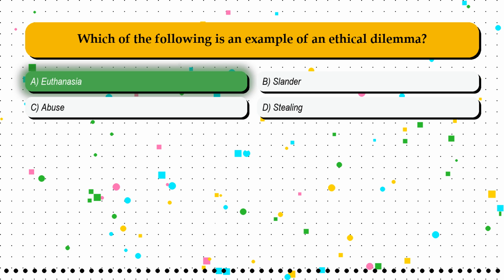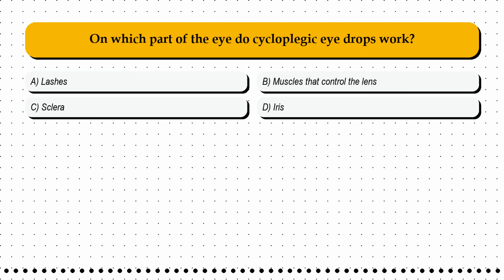The correct answer is option A. Euthanasia. Question 61. On which part of the eye do cycloplegic eye drops work? Option A. Lashes. Option B. Muscles that control the lens. Option C. Sclera. Option D. Iris.